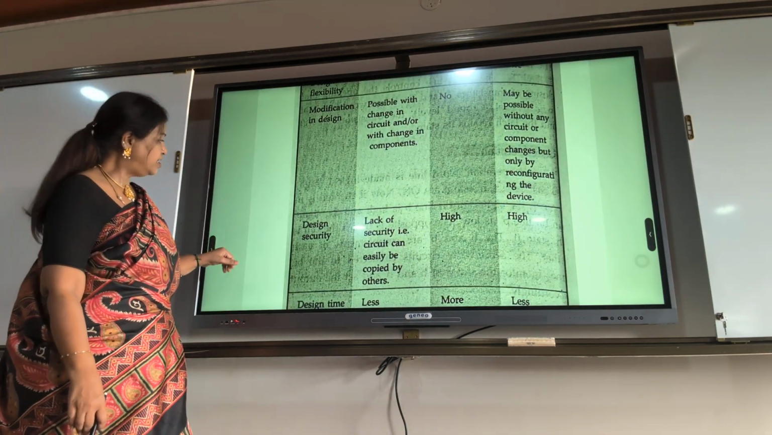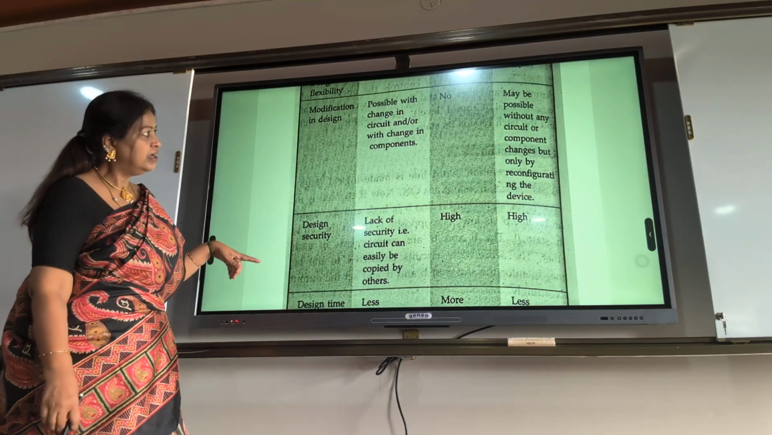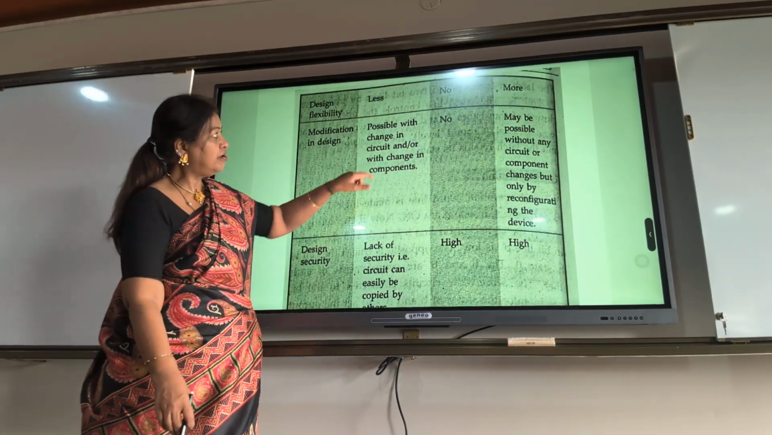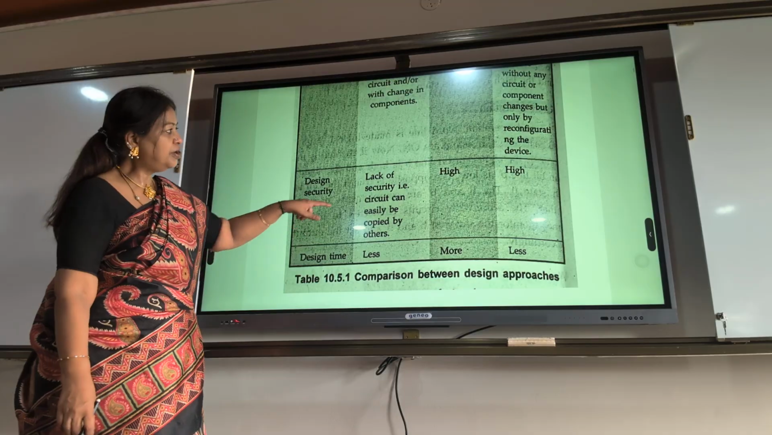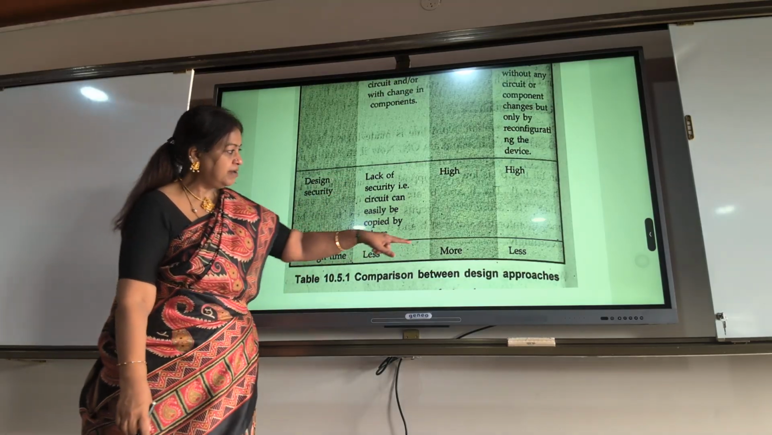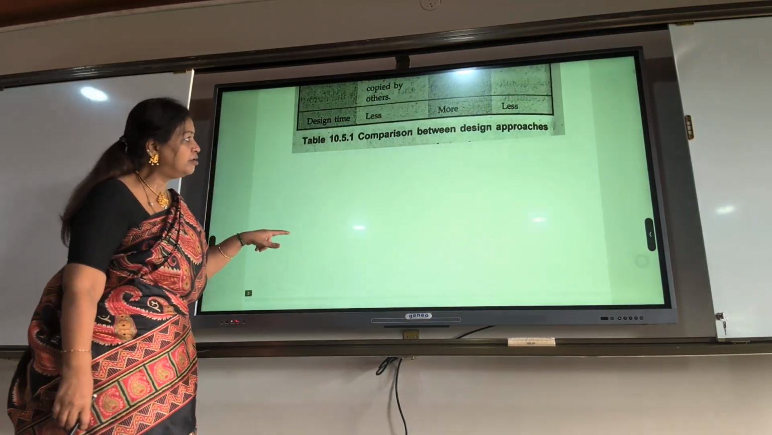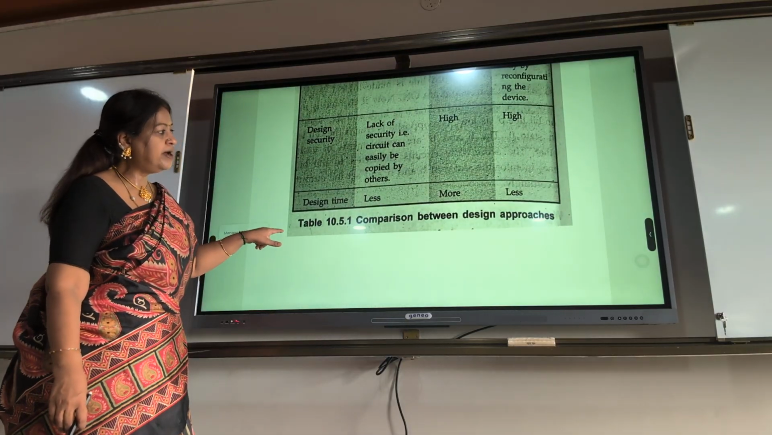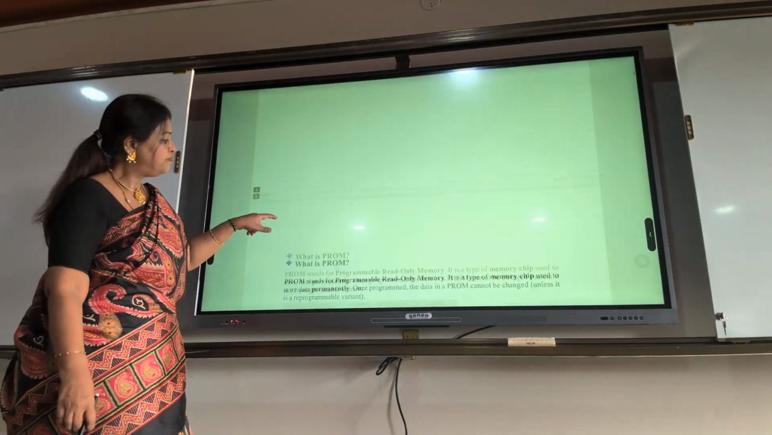And modification in design, the PLDs you can easily modify, whereas in ASIC you cannot modify. The design security is high, and design time is also less. So we are going for PLDs. So this is another comparison between design approaches.